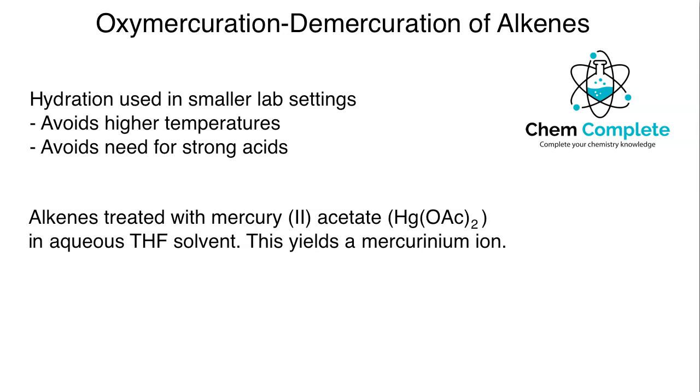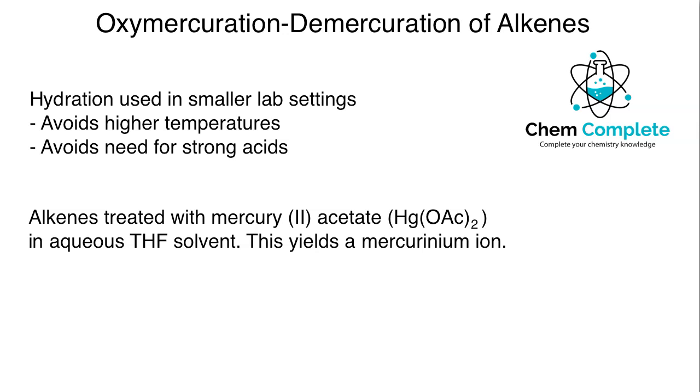Oxymercuration-demercuration is typically used in smaller lab settings. You can achieve a hydration reaction using strong acids as well as high temperatures. This usually scales up pretty well with industrial types of glassware or settings. However, in smaller labs, it avoids higher temperatures and it avoids the need for very potent, strong acids such as H2SO4 or something like that.